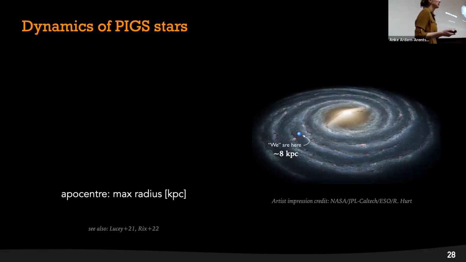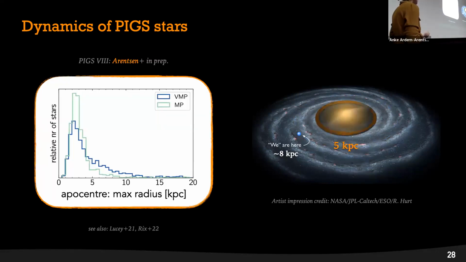So then what about the pericenter? What about the maximum radius of the star? Are they staying in the inner galaxy, or are they going out really far? And what we're finding is that most of them are actually staying in this very inner region of the Milky Way. So this is the distribution in pericenters, and you can see 5 kiloparsecs here, which is more or less here in the artist's impression. Most of the stars stay within that region.